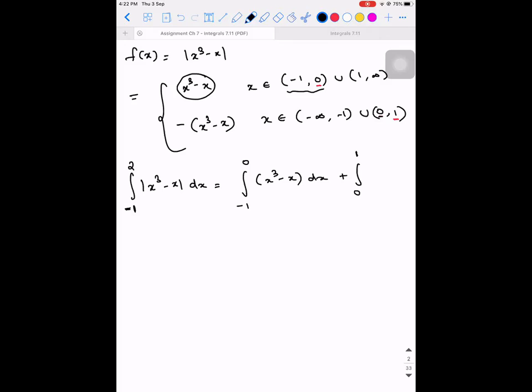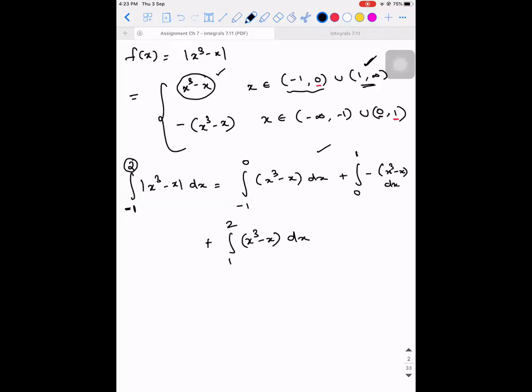So integral of 0 to 1, what should I write? Minus of x cube minus x dx, right? But where are we supposed to define till? We need to define till 2. So anything greater than 1, what is going to happen? Again, it is x cube minus x. So if you observe in the textbook, this is what they would have directly written. Is it clear? Did you guys understand how to split the function into different parts?